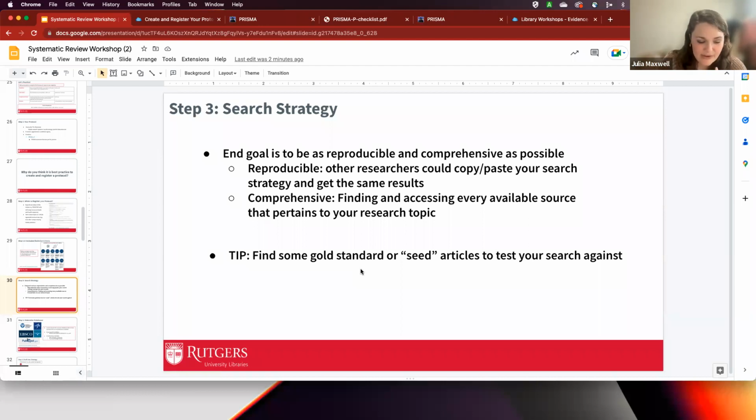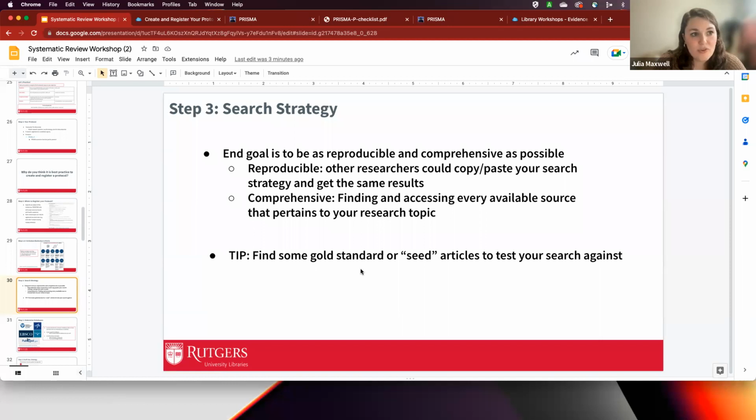One tip that I have before you even start searching is to find a couple of gold standard or seed articles. These are articles that would be part of the review. Usually the subject matter expert team member is the person to do this. And that helps you test your search, right? Because if you write your strategy and those articles aren't showing up, that means there's something wrong with your strategy. You're not capturing the particular question that you're trying to ask through your search strategy. So those gold standard articles are an essential part.